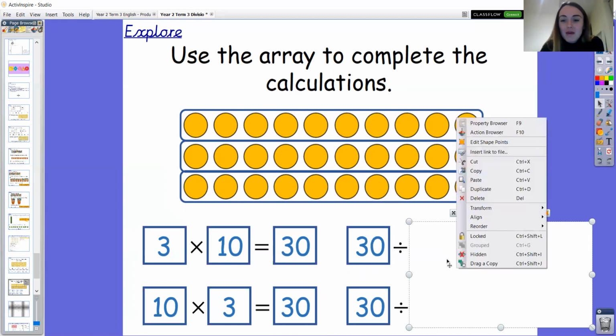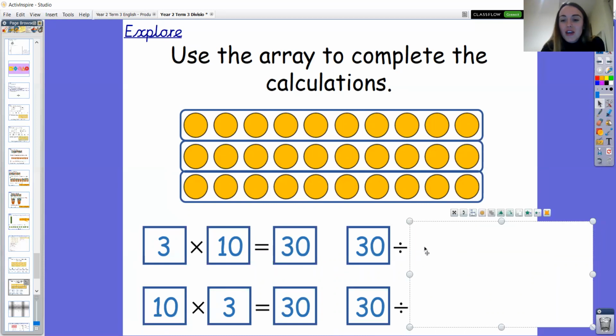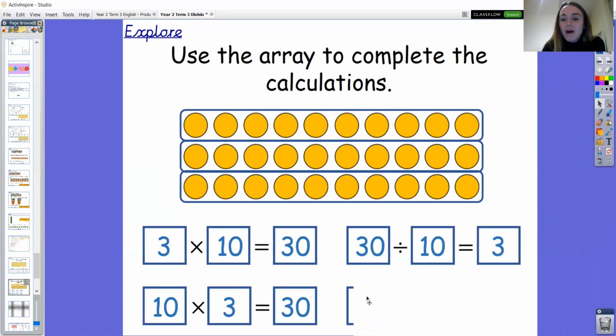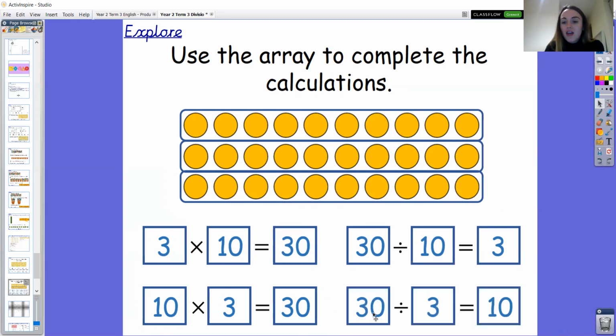Okay, I'm going to share my thinking with you, year 2. So it's 30 divided by 10 equals 3. Okay, as you can see here, we're dividing by 10 as there are 10 counters in each row, and there are 3 rows of 10. And the division could also be 30 divided by 3 equals 10, as there are 3 rows and there are 10 counters in each row. Well done, year 2. Okay, let's move on.